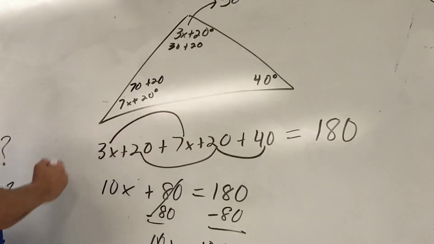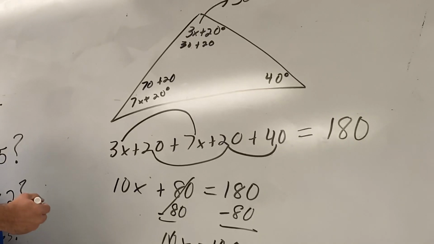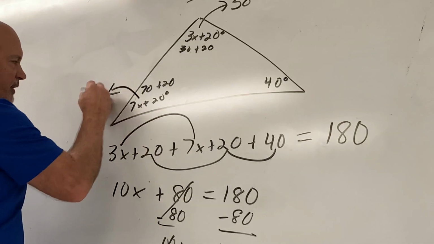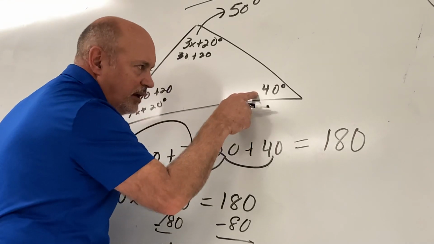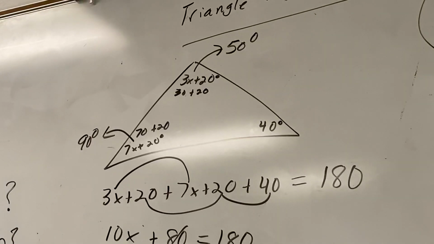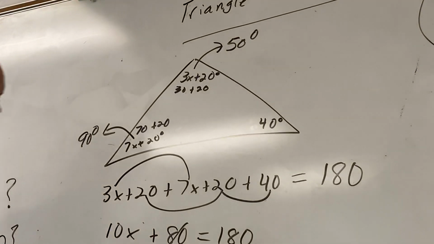This angle over here, ooh, a picture doesn't look appropriate, but that's okay. That's 90 degrees. And then what's this angle over here? 40. So now we got all three angles. Any questions so far? All right, let's try one more.